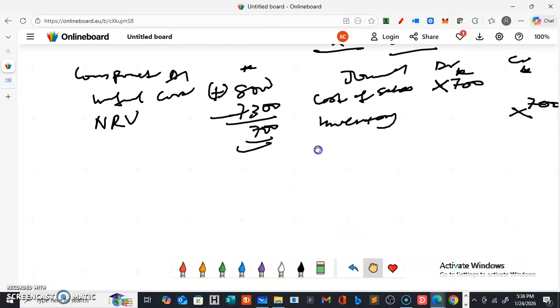But there are cases whereby you may have reversal. And reversal may only occur.